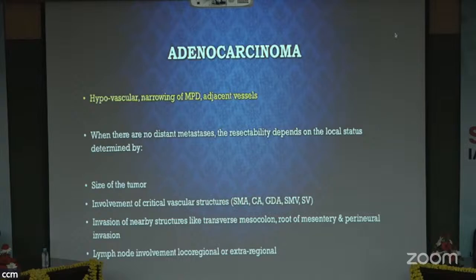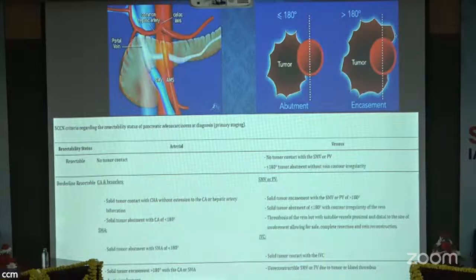And generally, CT is done to see the resectability, and first we see any distant metastasis. If there is no distant metastasis, then we have to assess the local tumor disease in detail and to see all the vessels like superior mesenteric artery, celiac axis, GDA, SMV. So all these structures and the lymph nodes have to be seen to decide the staging and resectability.